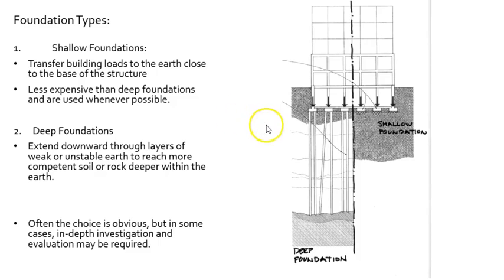If that's not the case, and that material is not suitable, then a much more expensive and much more sophisticated system would need to be designed, and this would extend downward through the layers of weak or unstable earth to reach more competent soil that is suitable for carrying the building loads. Often the choice is obvious when this soil is determined to be adequate. The choice is obvious, but sometimes it's not, and then more in-depth investigations and evaluations need to occur.